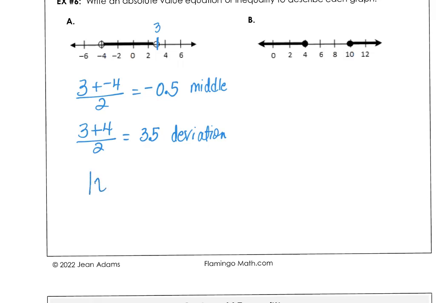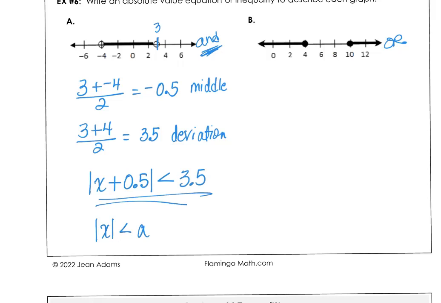So the absolute value of x minus negative a half, and it's also an and statement. We can tell by looking at the picture. This one's an or statement, so this one is an and statement. And an and statement is the format absolute value of x is less than a, so we're less than the deviation. Where this one over here in example B, we're going to have the absolute value of x is greater than or equal to a, since our values are colored in.